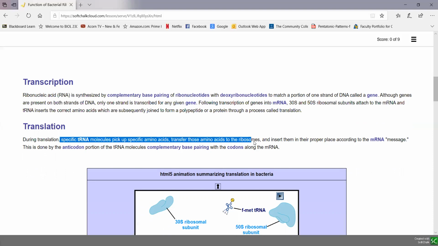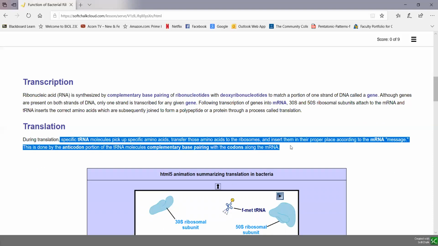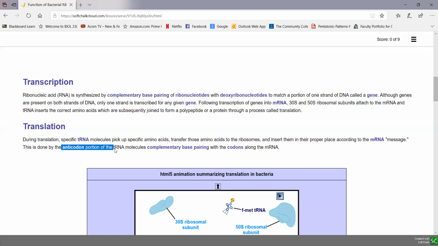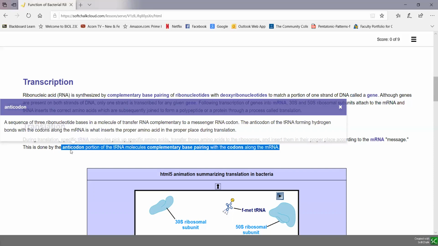They transfer those amino acids to the ribosome, and they insert them in the proper place according to the messenger RNA message. And this is done by the anticodon portion of the transfer RNA complementary base pairing with the codon along the messenger RNA. So remember, an anticodon is a series of 3 ribonucleotide bases at the bottom of a transfer RNA molecule that is complementary to a messenger RNA codon. And the anticodon of the transfer RNA forms hydrogen bonds with the codons along the messenger RNA, and that's how the right amino acid is inserted in the right place.